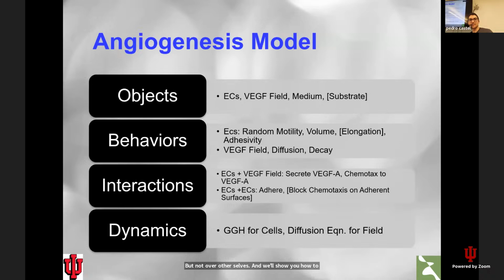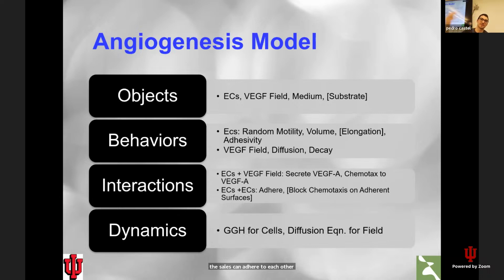Our model structure is fairly simple. We have endothelial cells, the VEGF field, the medium, and we are not representing the substrate, but since our simulation is 2D, substrate is implicit. Our behaviors are random motility. In our case, the cells just diffuse. They don't have persistent migration. The cells have volume. They can have elongation. We can introduce elongation in the model. That would be more realistic. But I think for today, we will keep the cells round, and the cells can adhere to each other.